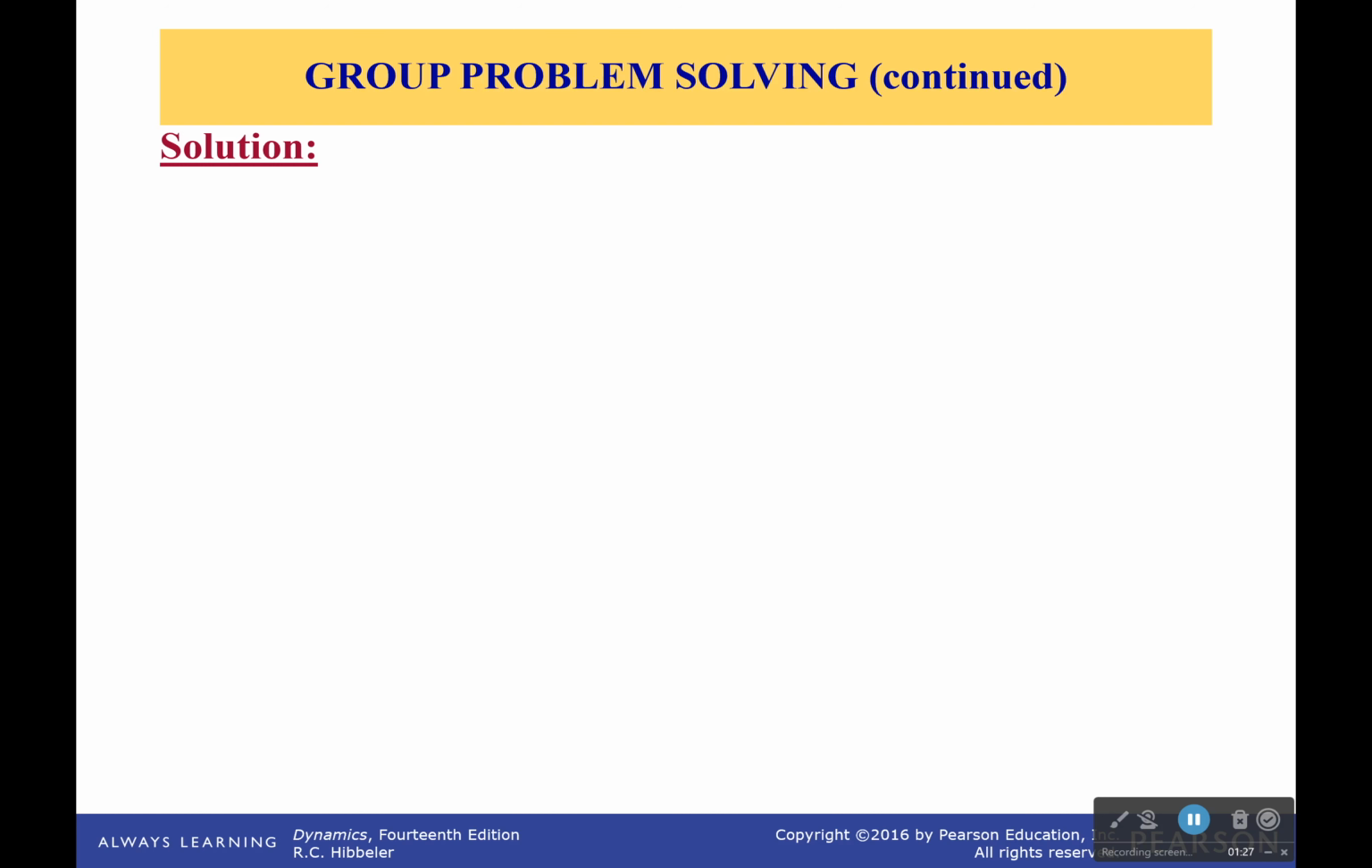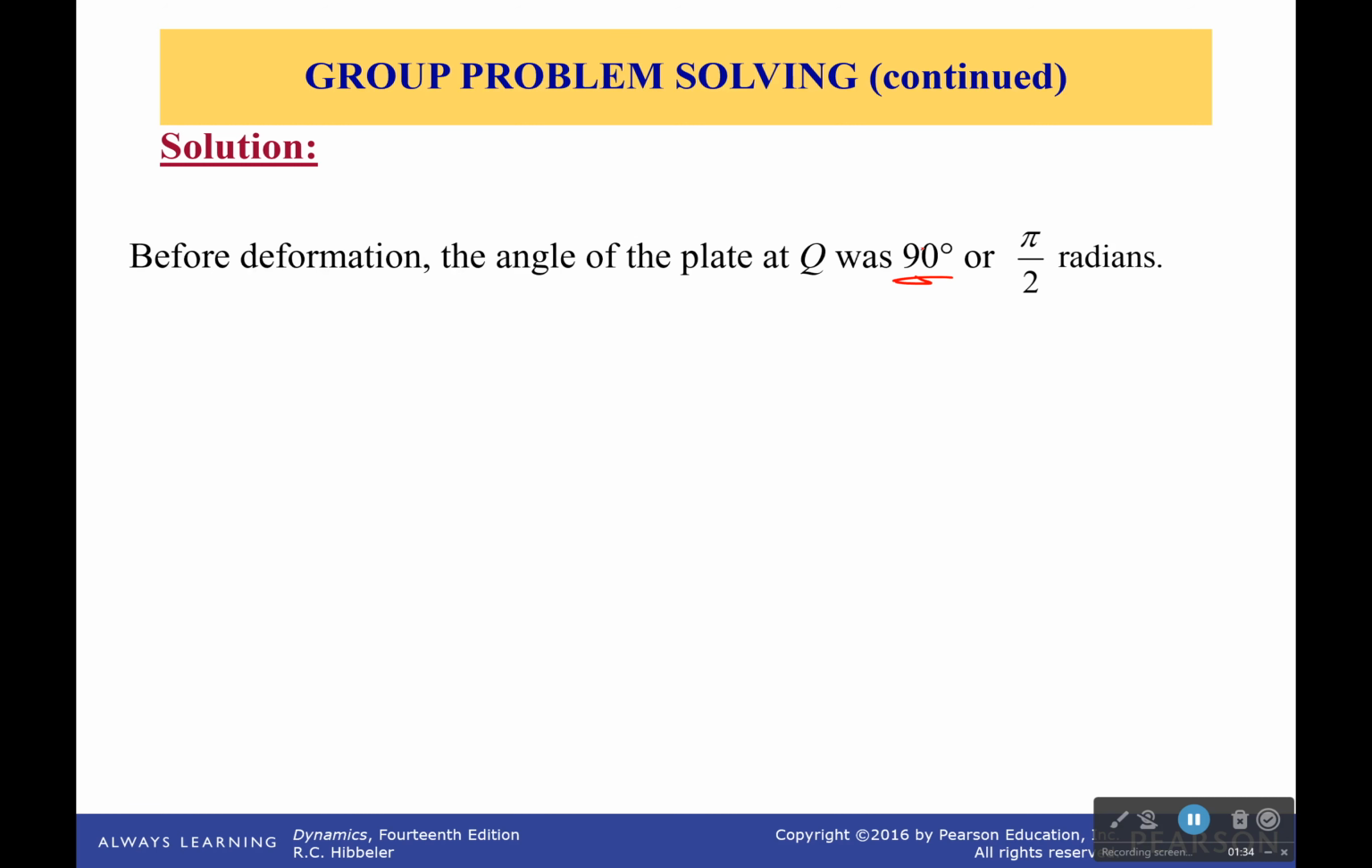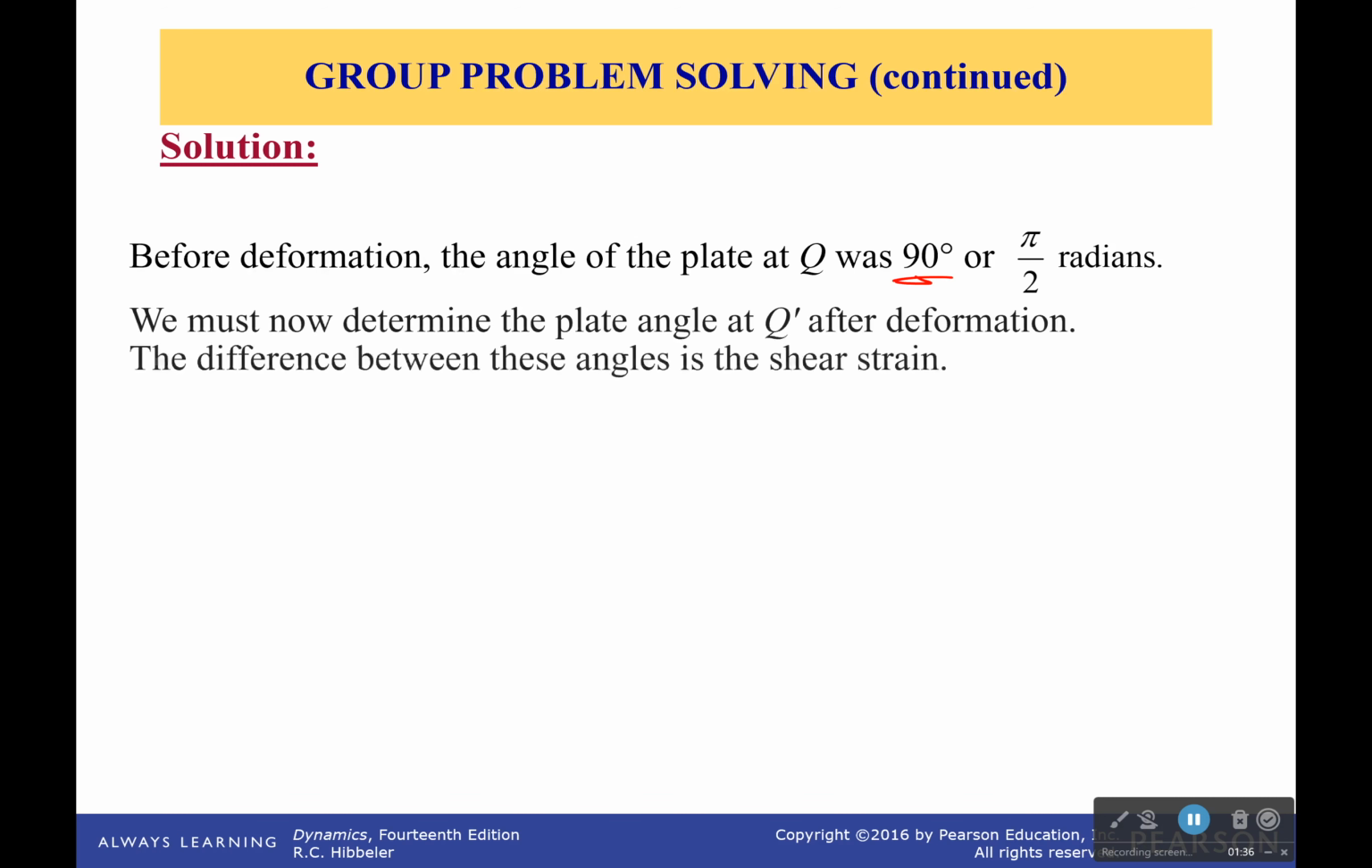So let's listen to this and see how it goes. So, before deformation, the angle of the plate at Q was 90 degrees, or pi over 2 radians. Now we got to determine the plate angle at Q prime after deformation. Now, please remember that you always put your angles in radians. Any equation that needs an angle almost always needs radians, including inside of tan, sine, or other trigonometric functions. Make sure it is radians.